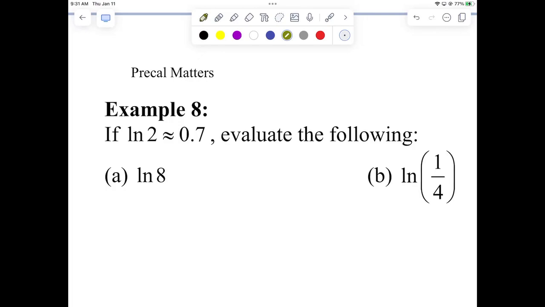There you go. So kind of what Andrew was recommending earlier. Let's write this as the natural log of 2 cubed. And now that it's 2 cubed, what can I do with the 3?